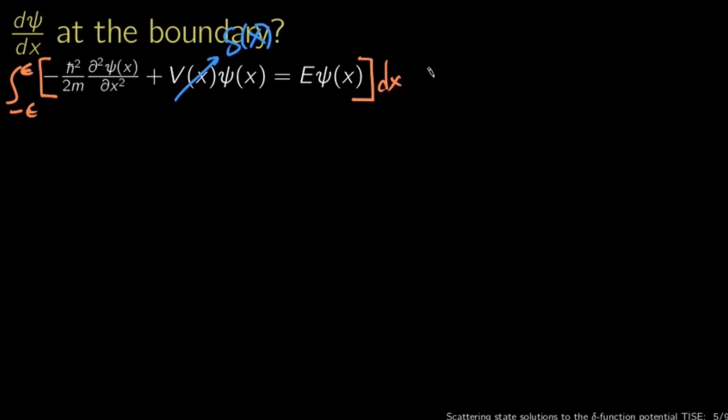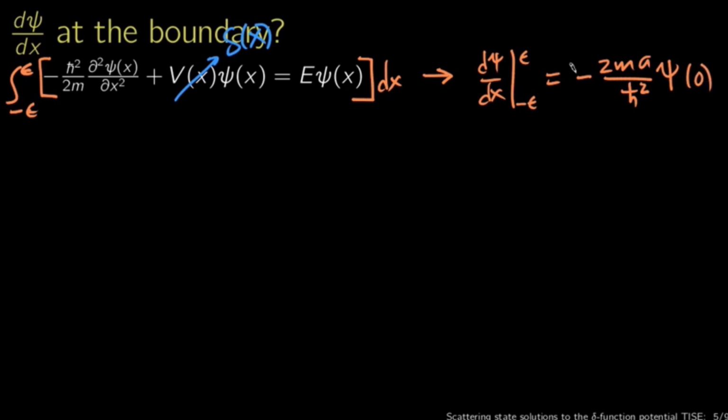I refer you back to the notes for the last lecture to see what this actually works out to be. What it tells you is that d psi dx, the first derivative of psi, which we get from integrating the second derivative of psi, evaluated at epsilon, and then subtracting the value evaluated at minus epsilon, essentially the change in the first derivative as we go from one side of the boundary to the other, is equal to minus 2 times m times alpha, the strength of our potential, over h bar squared, times psi evaluated at 0. The right-hand side here we actually got from the integral of our delta function times psi.